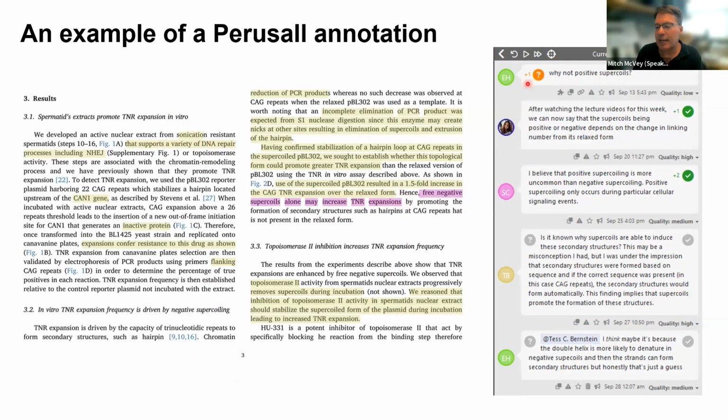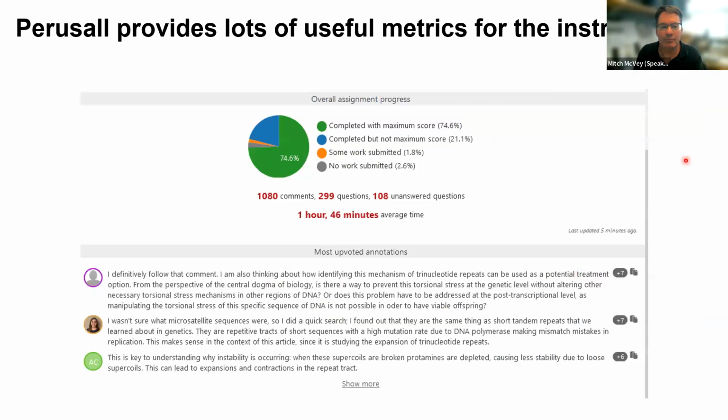And so you can see what happened in this particular thread of comments is first a question was asked, well, why not positive supercoils? A student kicked in 7 days later, interestingly enough. So it took a little while, but they said, hey, I watched some lecture videos and I saw this. 5 days later, another student said, I think positive supercoiling is more uncommon. And as we get closer to the assignment deadline, you can start to see that students are interacting more and more with this. You can also see that some of these comments and questions are being upvoted. That's what these +1s represent here.